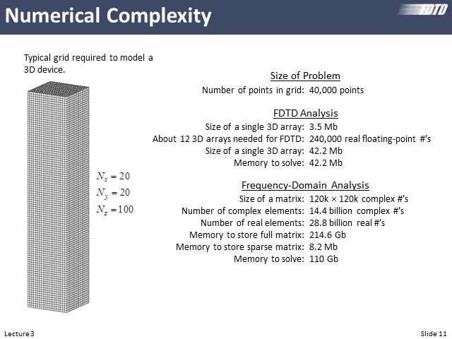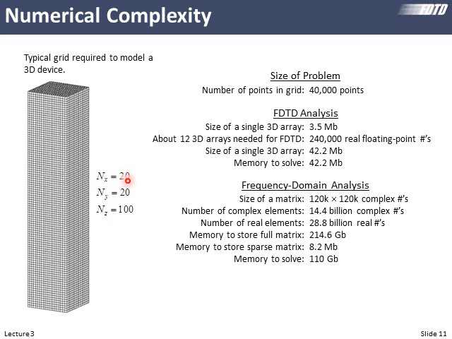First, why would we even want to model something in 2 dimensions or 1 dimension when everything really is 3 dimensions? Why not just build a 3-dimensional model and be happy with that? So let's think about a typical 3-dimensional grid. This 20 by 20 by 100 looks large, but in fact it's on the smaller side. To model a real device, we probably need more like 40 by 40 by 200.